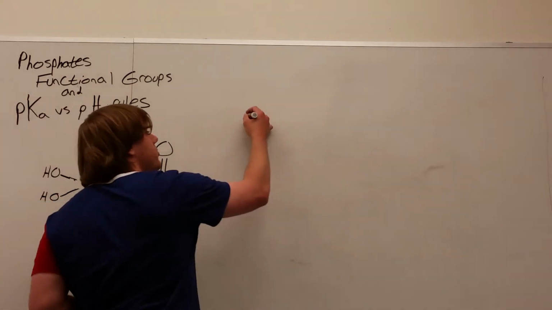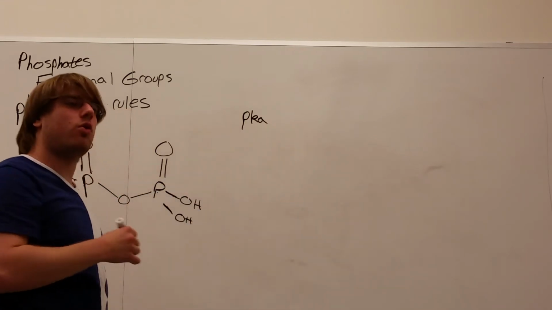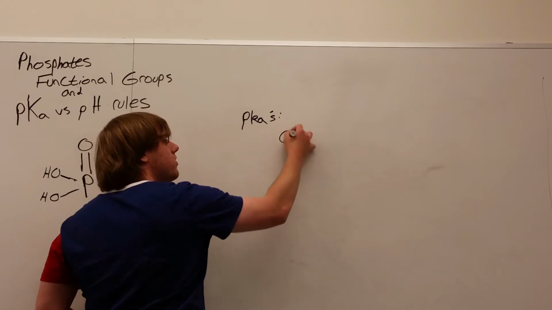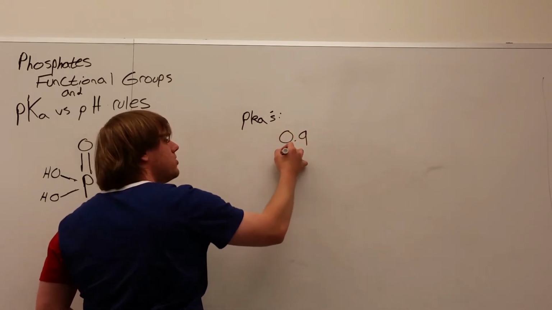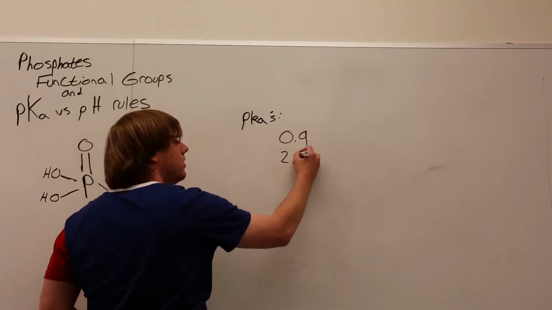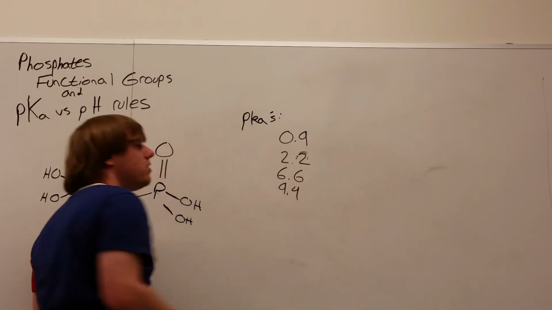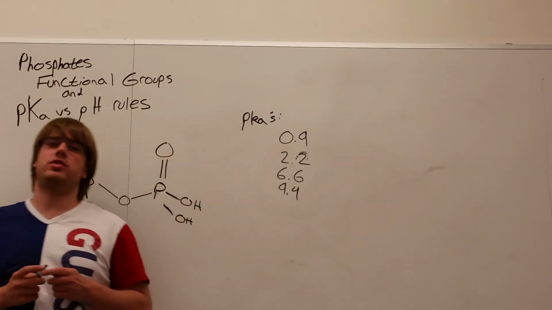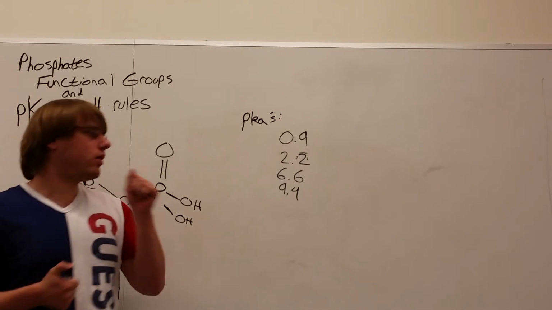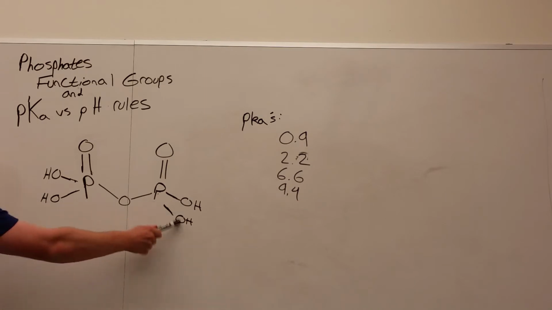So first of all, I'm going to give you some pKa's. The pKa's associated with phosphoric acid are as follows: 0.9, 2.0, actually no, 2.2, 6.6, and 9.4. These 4 pKa's refer to the acidic protons in our phosphoric acid. Now, where are our acidic protons? Well, we've got 4 of them, one on each of these OHs.